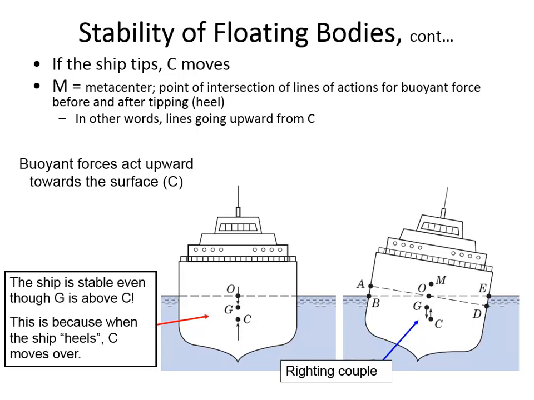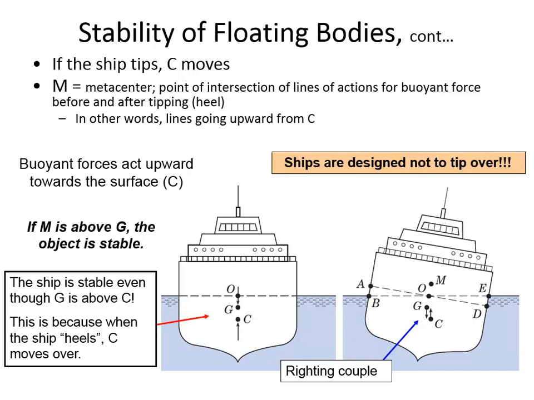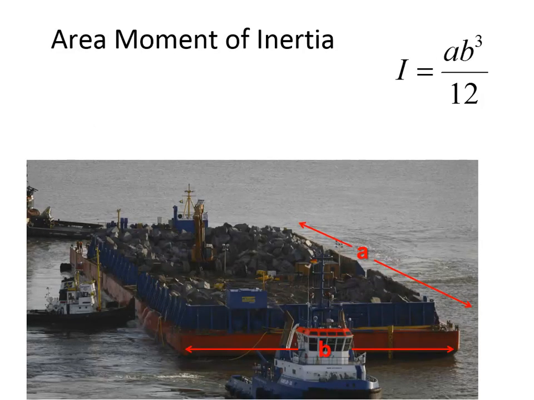And so we've already talked about what a righting couple is and that a ship can be stable even if the center of mass or the center of gravity is above the center of buoyancy. So in order to calculate whether a barge is stable or not stable, we have to calculate the area moment of inertia. And the area moment of inertia that we're talking about is the shape of the ship that it makes with the water line. And so here's a barge that's carrying big chunks of rocks. It's being pushed around by some tugboats.